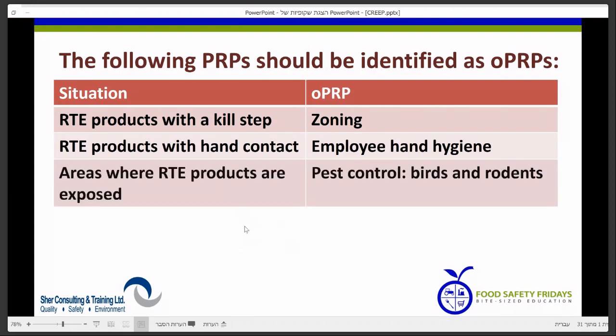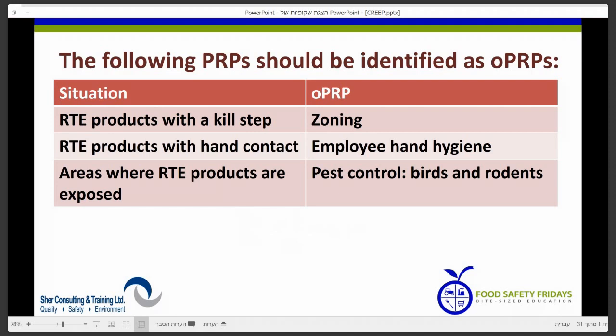Situation number 3, areas where ready-to-eat products are exposed. In those areas, pest control must be an OPRP. So it's important to eliminate pests from food facilities. But where there are ready-to-eat products exposed, it's not a nice to have. It is essential. And you can focus on birds and rodents. Insects are less of a hazard for transferring Salmonella and Listeria, but birds and rodents are important. It's also worth mentioning cats, who can also carry pathogenic bacteria.